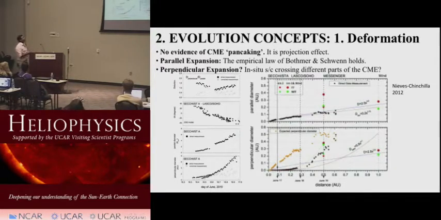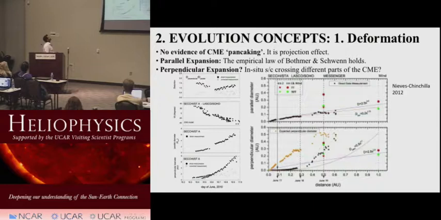Now, you go into the heliosphere, and people have tried to look at this through the heliosphere and in situ. And then there's people saying there isn't that much evidence of pancaking. The reason is a lot of what you're seeing is not the same feature as you go through the camera. And in fact, it's perhaps just a projection effect.